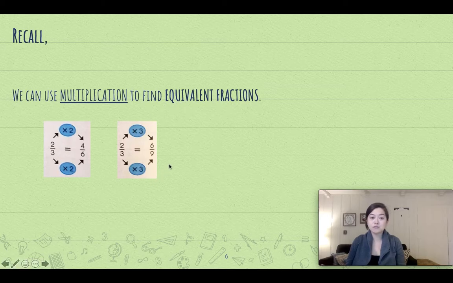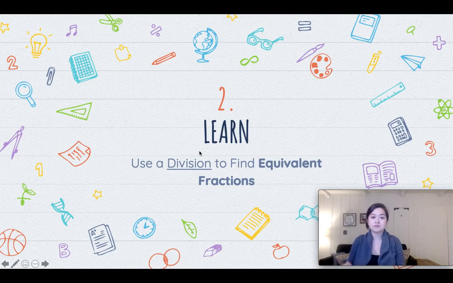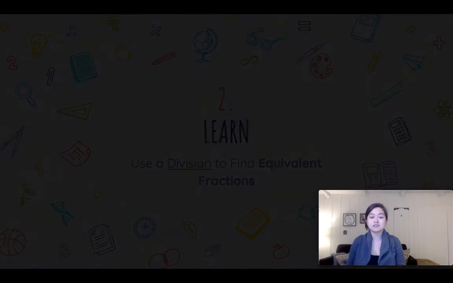Here's another example. Let's multiply the numerator and denominator by 3. 2 times 3 is 6. 3 times 3 is 9. So, an equivalent fraction of 2/3 is 6/9. Today, we will use division to find equivalent fractions.